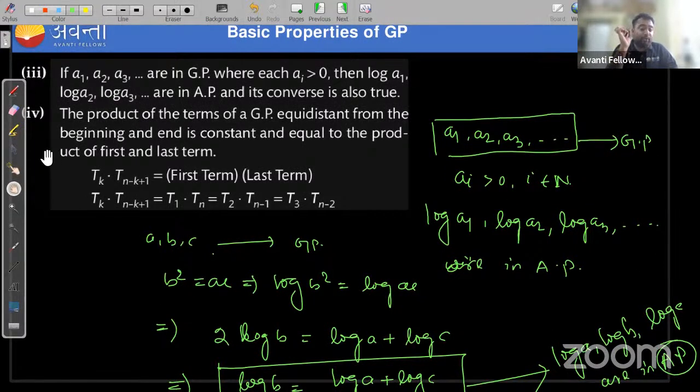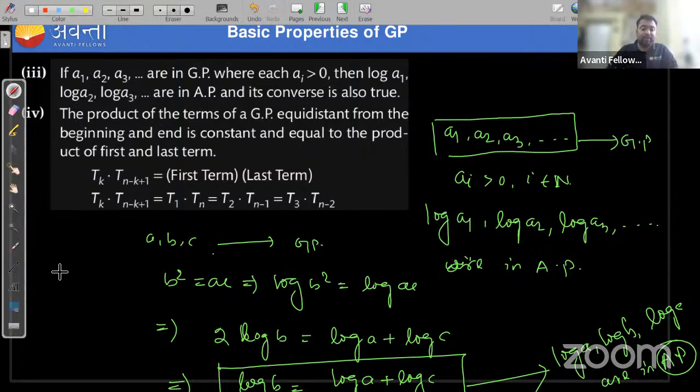Okay. What is the fourth property it is saying? The product of the terms of a GP equidistant from the beginning and end is constant and equal to the product of the first and the last. Simple.